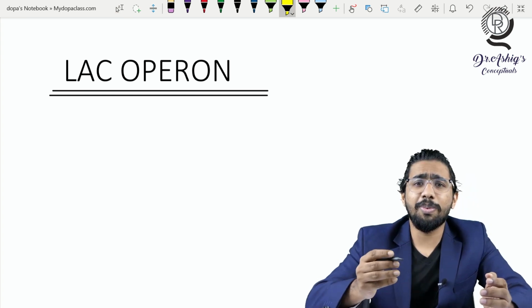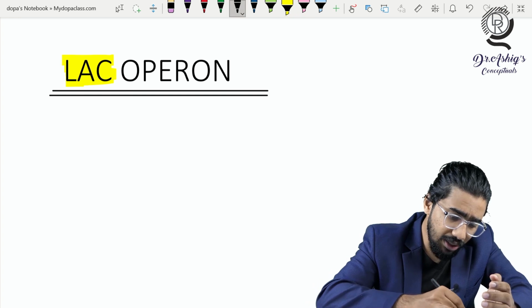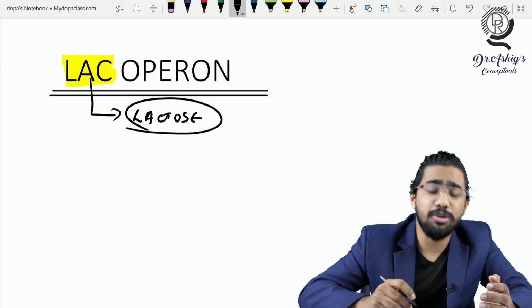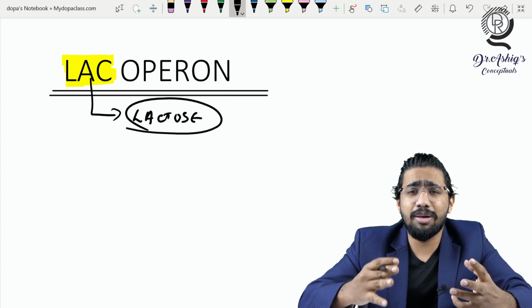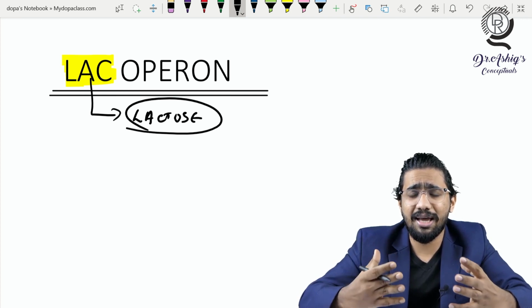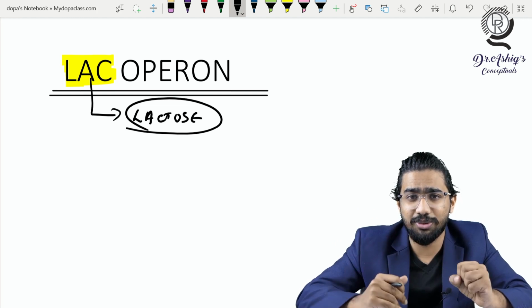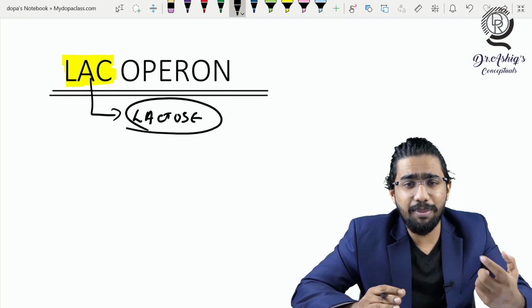Before going to the topic proper, let me tell you what this lac in Lac Operon indicates. It is for lactose. You know lactose is a sugar, and this sugar is available from milk. The Lac Operon works in a bacteria for the digestion of that lactose. So let's see how this digestion of lactose happens in that bacteria.